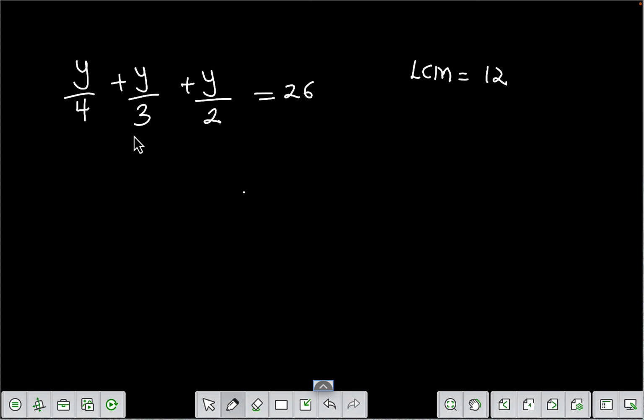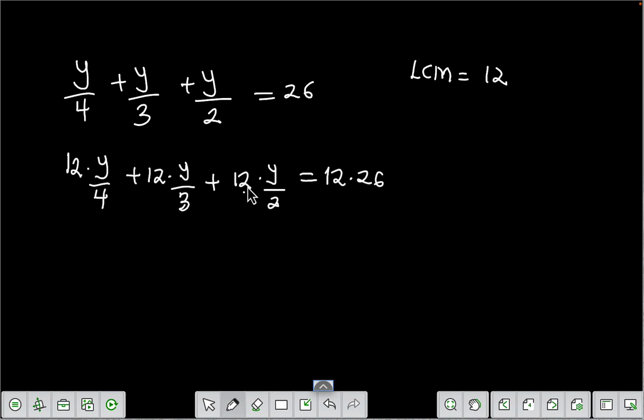So we have to multiply each term by the least common multiple. Now we have multiplied each term by the least common multiple. Let's simplify this. Which factor would you multiply by 4 to give you 12? 4 times 3 is 12. It means that if 4 is dividing 12, that will give you 3. So 3y. 3 times 4 is 12. So if 12 is being divided by 3, that will give you 4y.